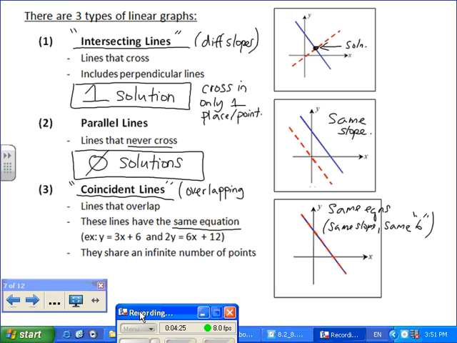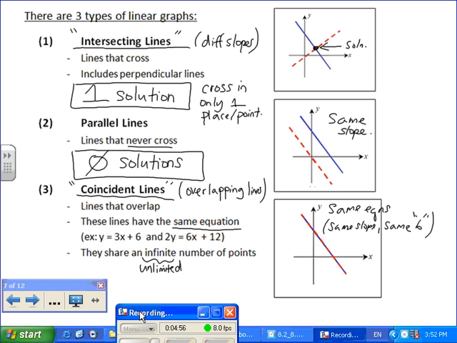You don't have to graph them to figure out that they're overlapping. If you are given two equations and they're the exact same, you know that those two lines, when graphed, would be right on top of each other. They would be coincident lines. And that means that everywhere on the line is a shared point with the other line. So we say that they have an infinite number of points. Infinite means unlimited, essentially.